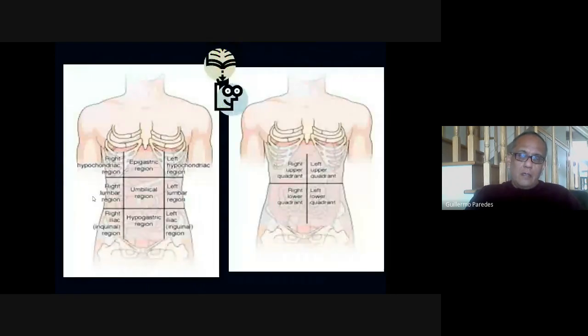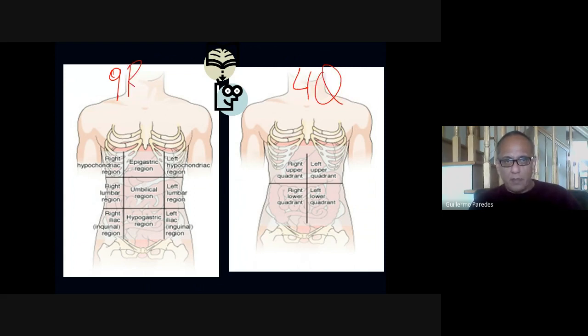Okay. All right, so here we have the quadrants and the regions. In the regions, we have 9 regions here. And here we have 4 quadrants. So for the exam, you must know the names of all of them and the main organs located in each region.